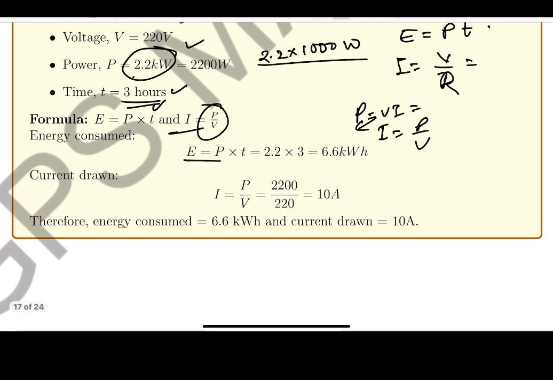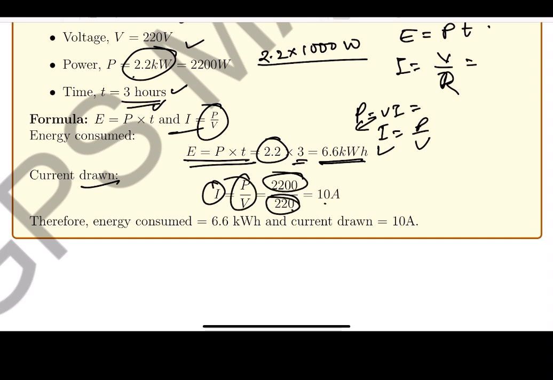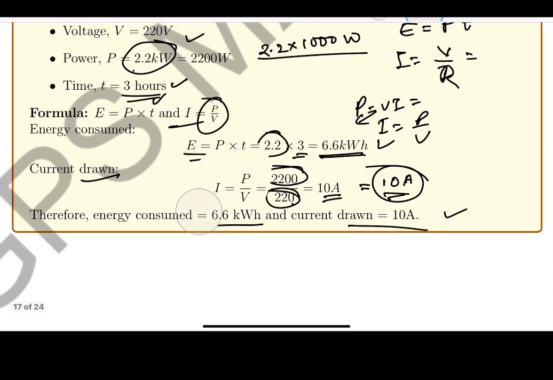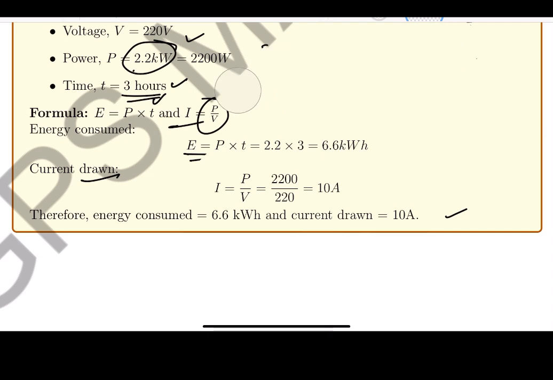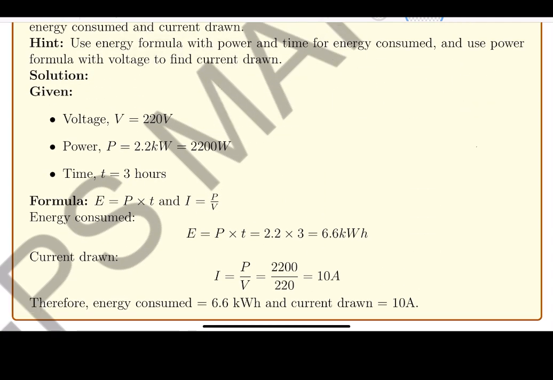So energy consumed is equal to P into T. P is 2.2 kilowatt into 3, which is 6.6 kilowatt hour. And current drawn I is equal to P by V. P is 2200 divided by 220, the voltage. So you got the answer to be 10 ampere. Energy consumed you got, current drawn you got. I hope you understood this one. I don't think there is any difficulty here. If any difficulty, please do write in the comment below. That's all. Let's go next.